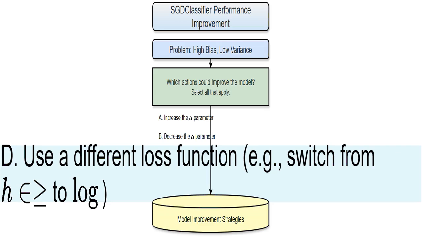The loss function determines how the model measures errors. A different loss function might help it learn better. This one's a bit experimental, but it could make a real difference. We're trying a new approach.